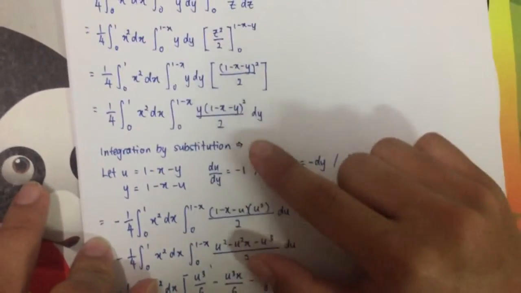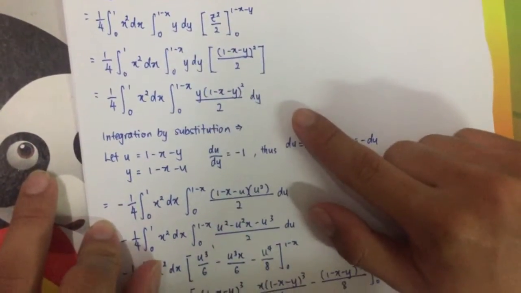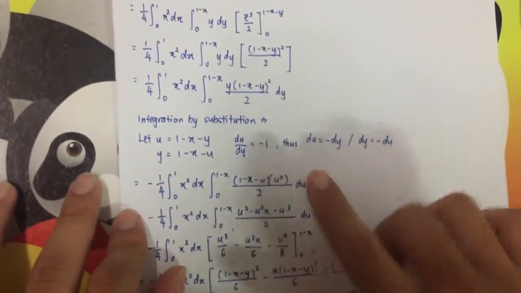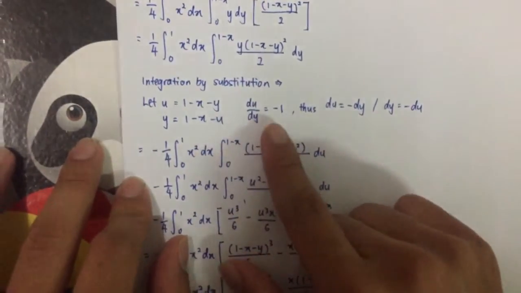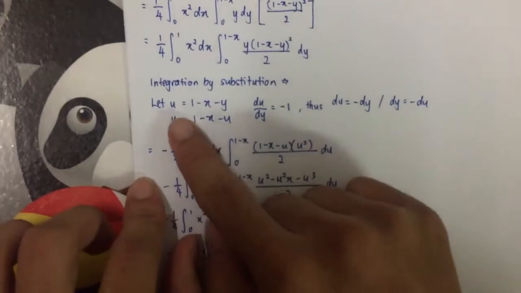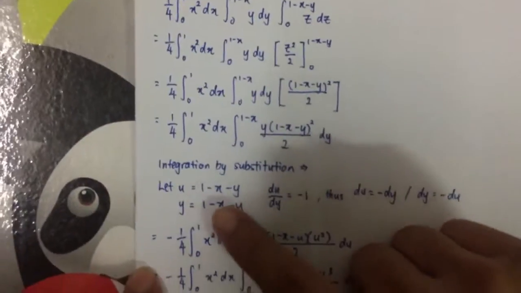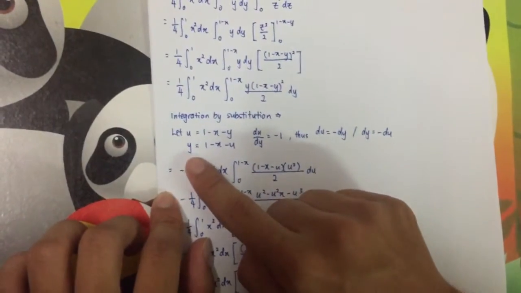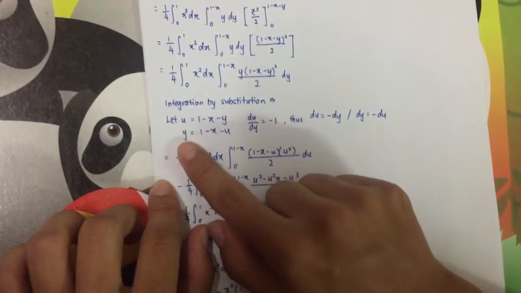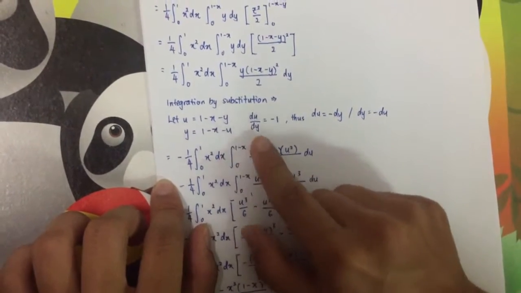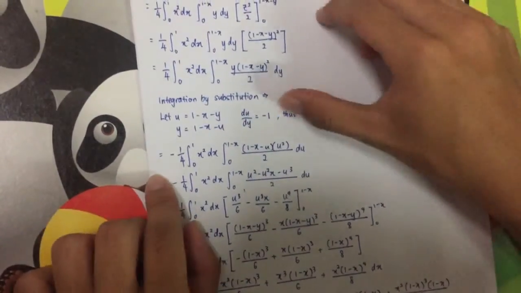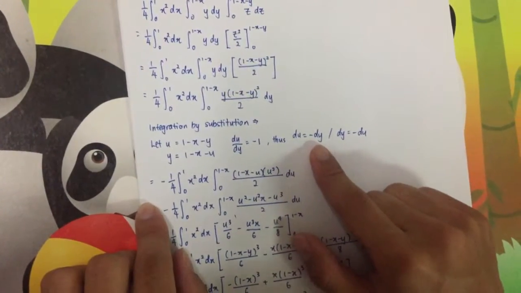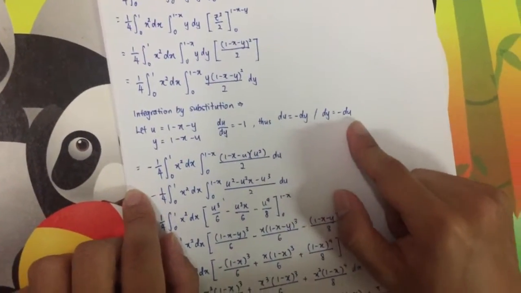Okay, so for now, if we integrate this by expanding it, it will be very complex. Thus we use a method called integration by substitution. The method is: let u equal 1 minus x minus y, which is the inner part of this. Then y equals 1 minus x minus u. When we differentiate u with respect to y, we get -1. Thus du equals -dy, and at the same time dy equals -du.